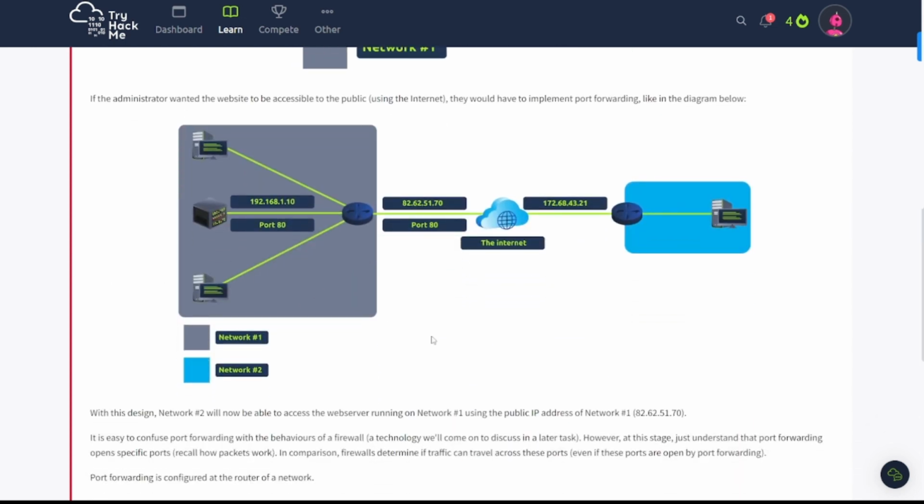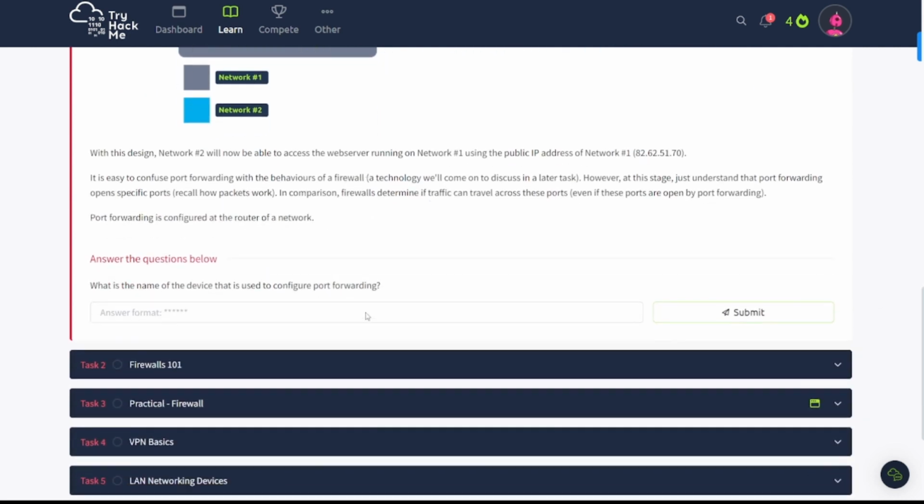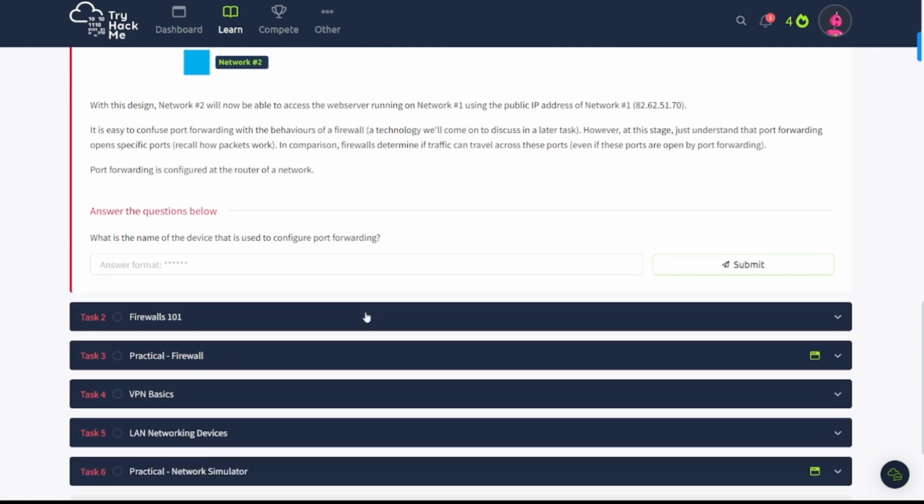If the administrator wanted the website to be accessible to the public using the internet, they would have to implement port forwarding, like in the diagram below, right? And let's take a look at this diagram real quick. All right, you got the internet here, and you have the internal network here, the intranet, right? And then you got everything else on the outside here. So they have to set up port forwarding in order to communicate with each other. And let's continue here. With this design, network number 2 will now be able to access the web server running on network number 1 using the public IP address of network number 1, which is the IP address listed there. Remember, that's going to be the NAT address for that, right?